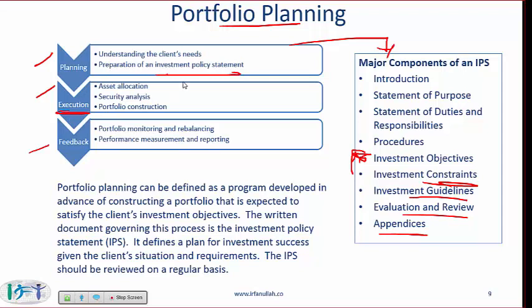Based on the IPS and based on market conditions, we come up with an appropriate asset allocation. So how much percent should go in stocks, how much should go in bonds. Then we do a security analysis, what to buy, and then construct the portfolio. And then feedback is where we monitor and rebalance, and we also do performance measurement and reporting.